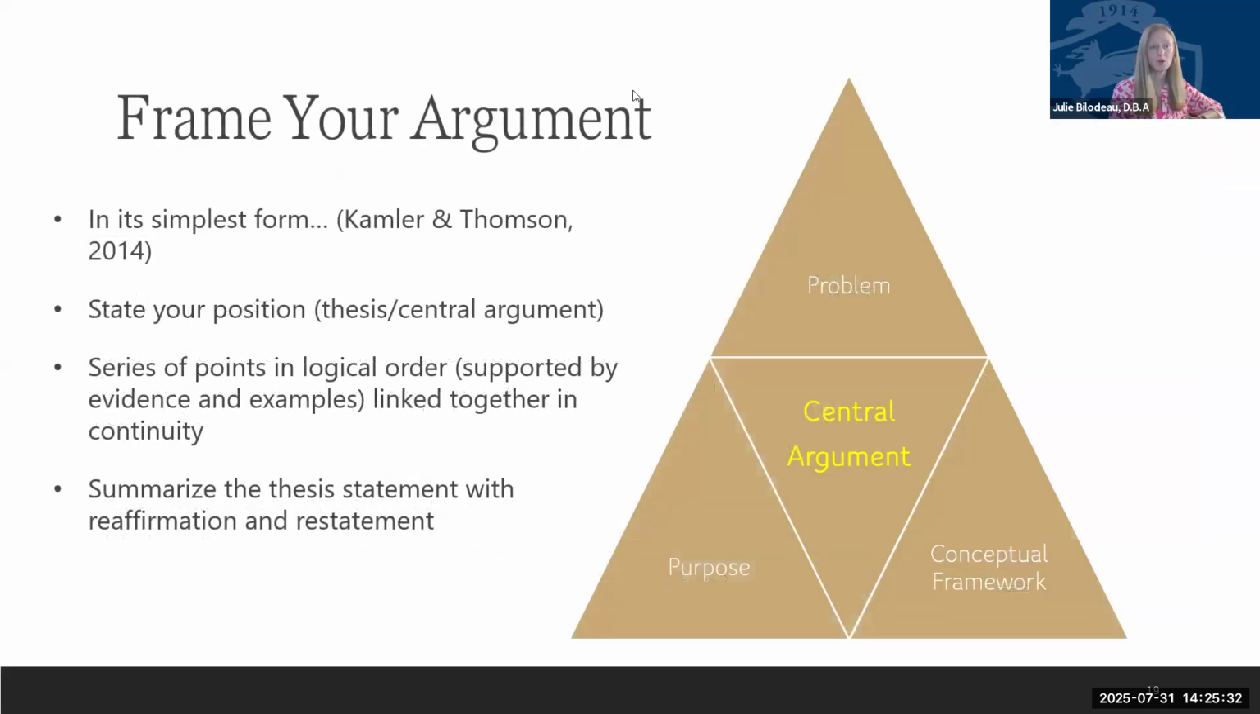All right, so more about framing your argument. So how to frame your argument. You always want to start simple, right? So you have a very simple argument. You're going to state your position, which is central to the argument here. Your points should be in logical order. And just a helpful hint, when you are writing anything in your dissertation work, you always want to stay in the same order. So for instance, your variables or your factors or your research questions or your problem statement, however it is stated, every time it comes up, it should be stated that way.